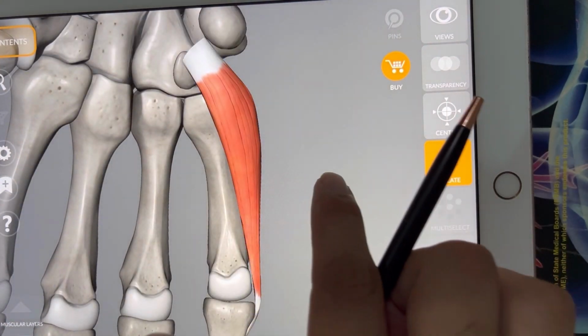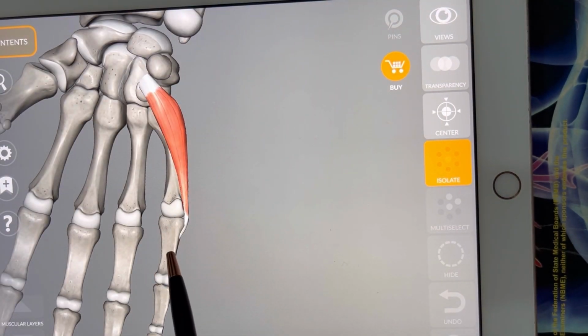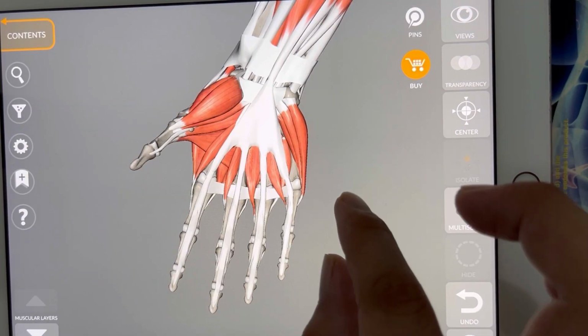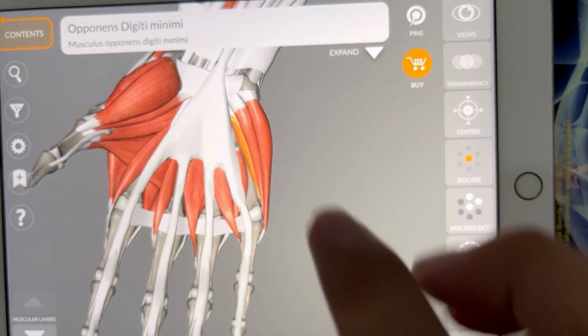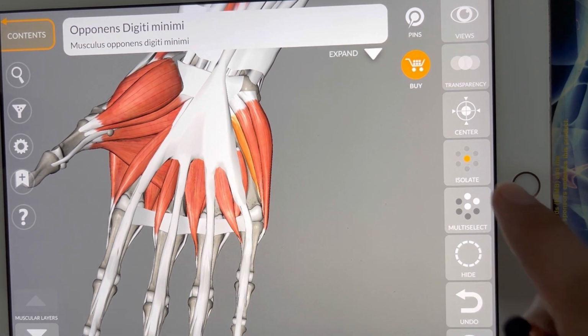Student, this muscle originates from the flexor retinaculum and inserts into the base of the proximal phalanges of the little finger. And this muscle, as its name indicates, plays an important role in the flexion of the little finger. Student, the last muscle of the hypothenar compartment is this muscle, the opponens digiti minimi muscle.